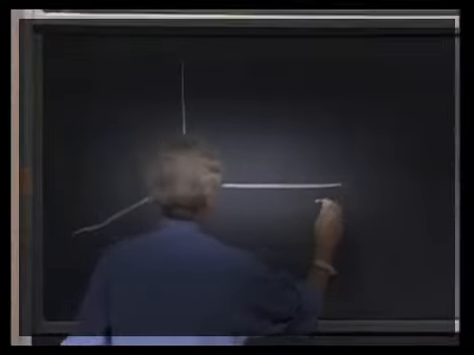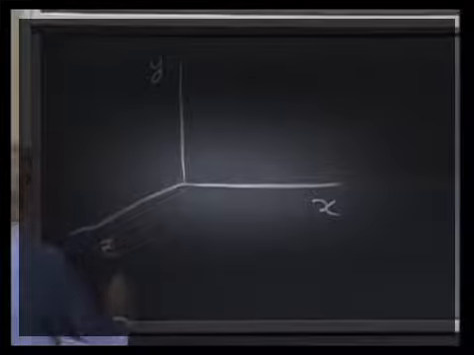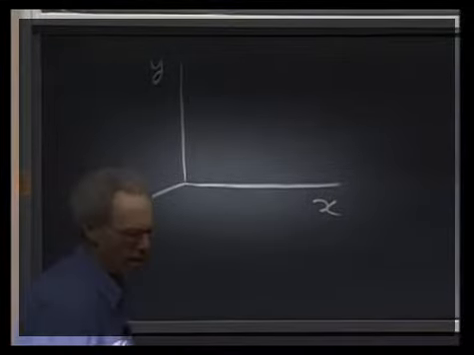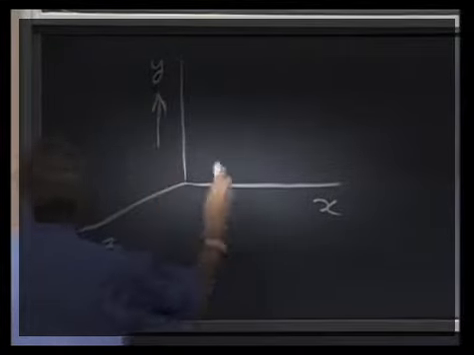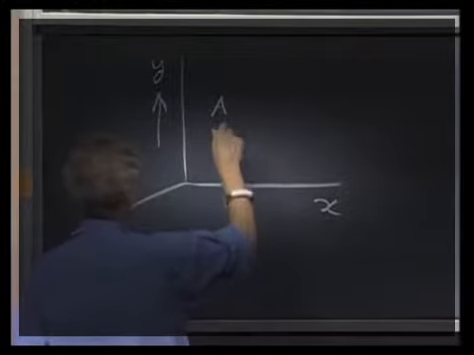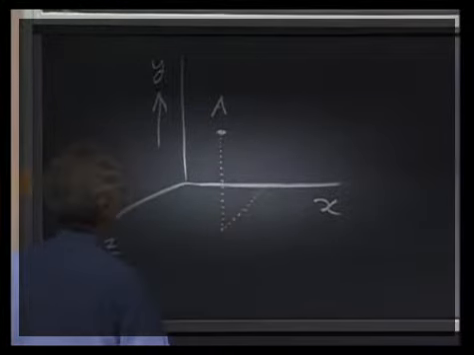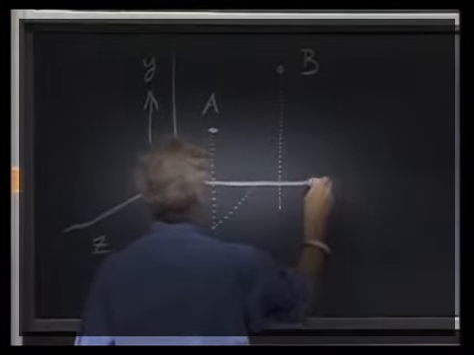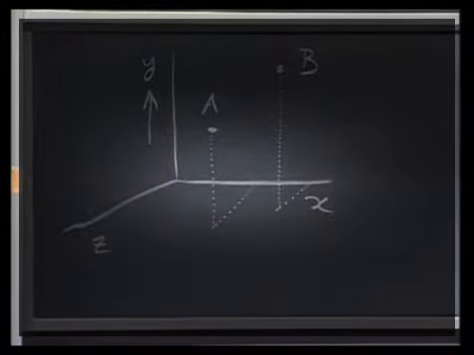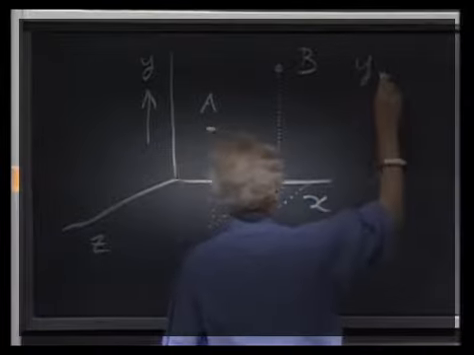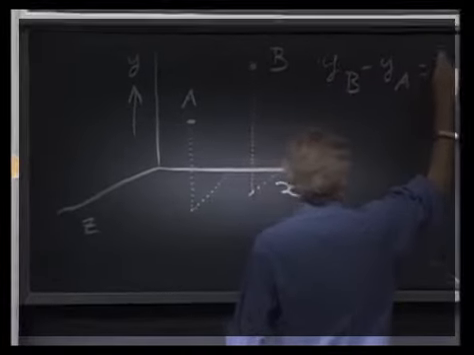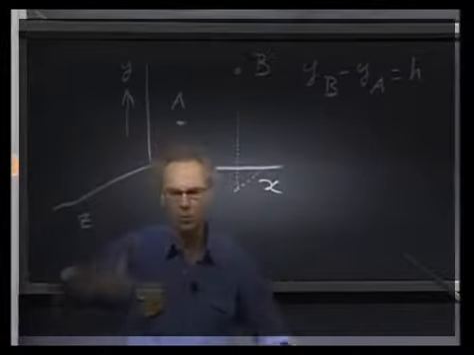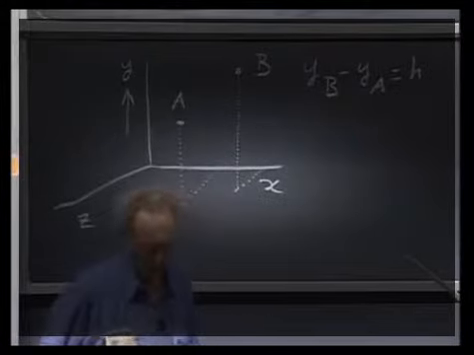We have here, let this be x, this be y, and this be z. And here is the increasing value of y, and here is point A in 3 dimensions, like this, and here is point B. So you get a rough idea about the 3 dimensions. And y of B minus y of A equals h. That's a given. So there's a height difference between A and B.